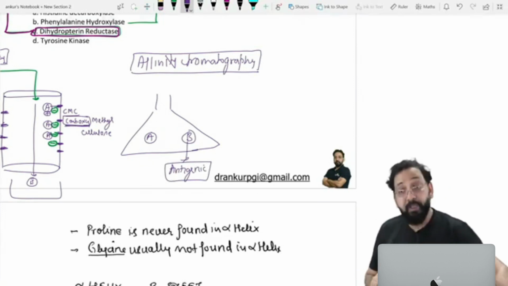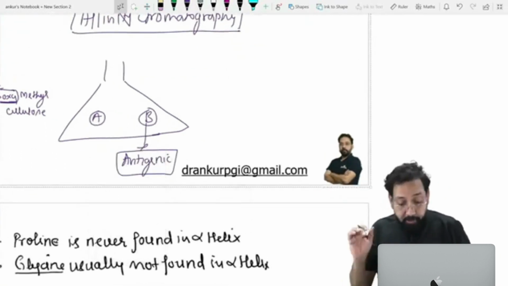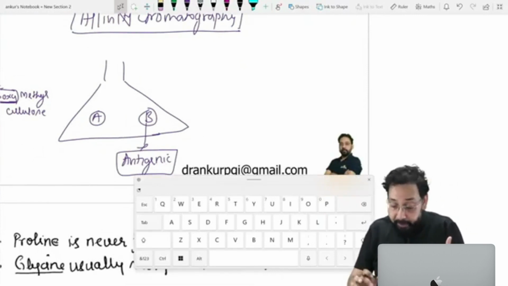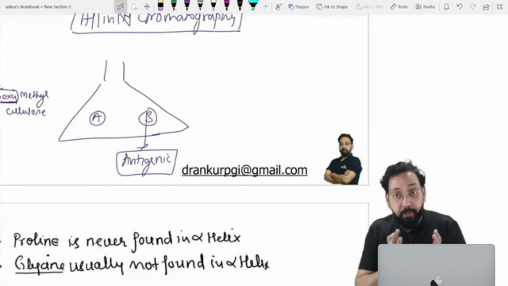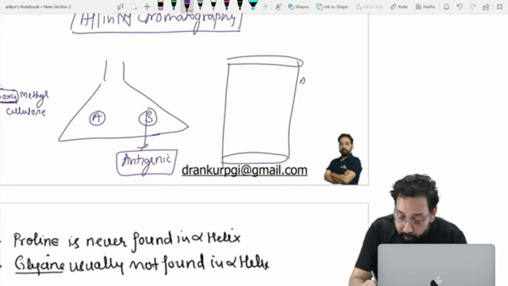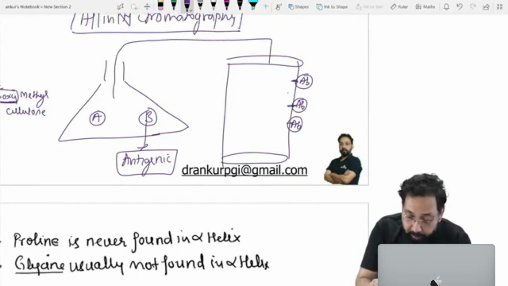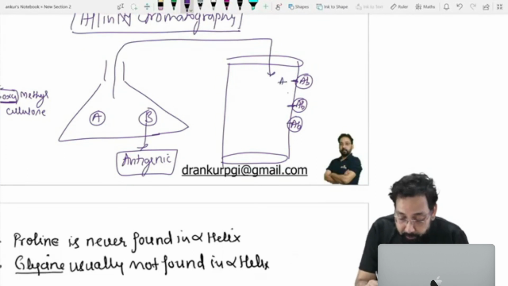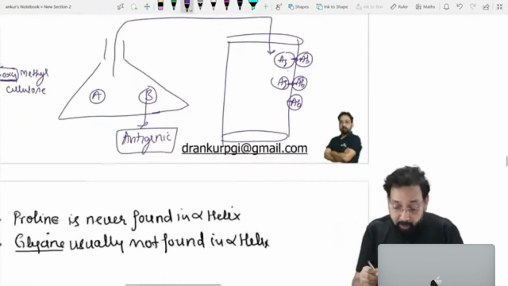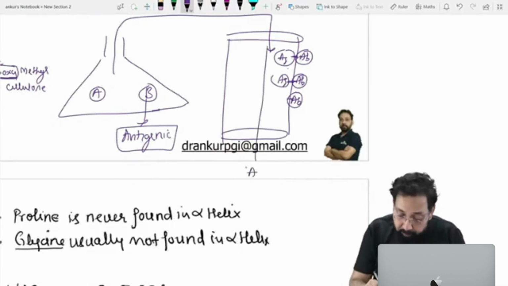You know proteins have antigenic property. Suppose I gave you a mixture of two proteins and protein B is antigenic. I will take a column and attach antibody at the wall of the column. When this antigen goes through, it will bind to the antibody, because antigen has affinity for antibody, and protein A will come out first.